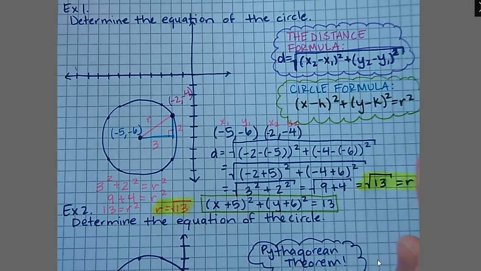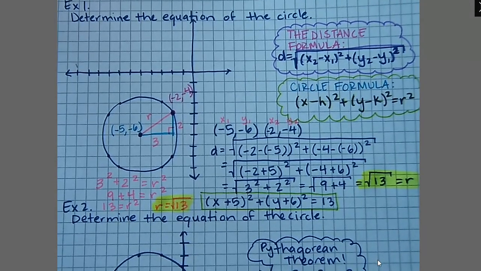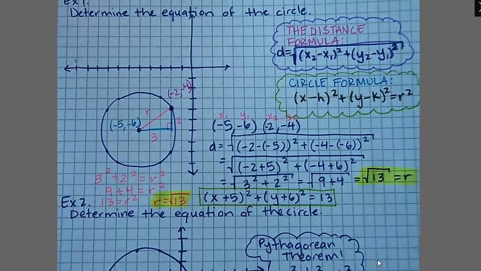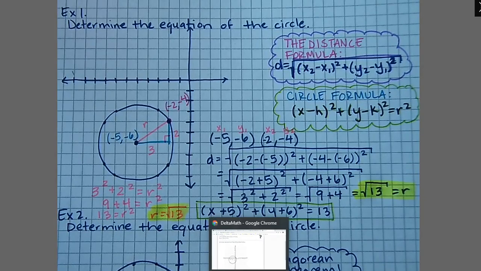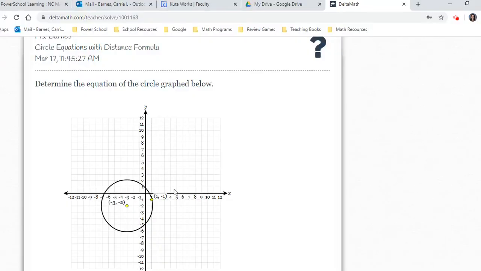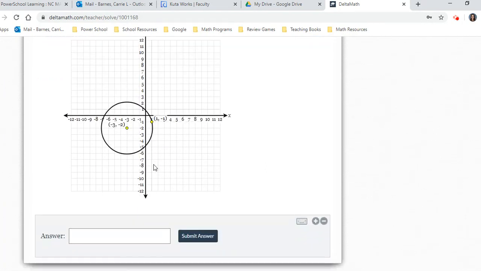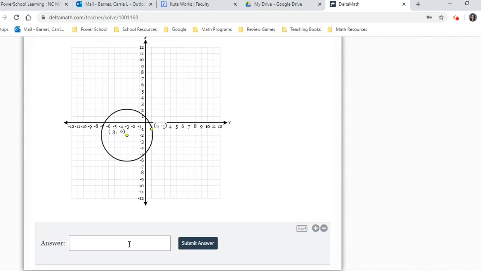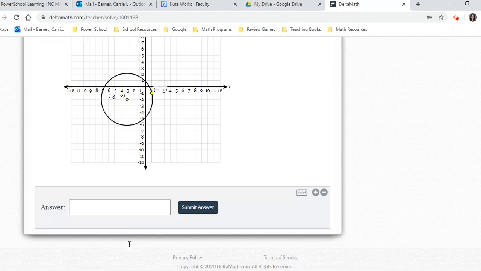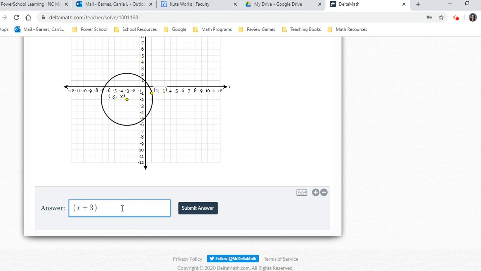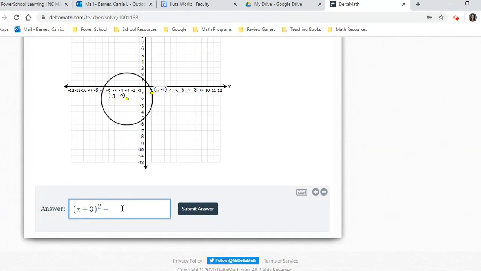So just keep in mind the distance formula and the circle formula whenever you work out these problems. And they will look very similar on Delta Math, I will show you. So going back to Delta Math, this is actually the equation that I just worked for you. Okay, so this is the second example, determine the center and radius. So we found the equation to be x plus 3 squared plus y plus 2 squared, and this equals 17.